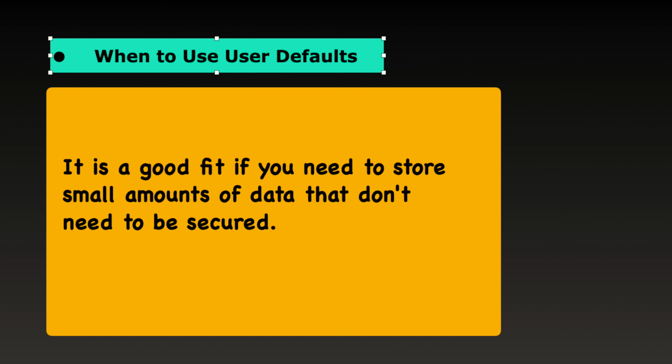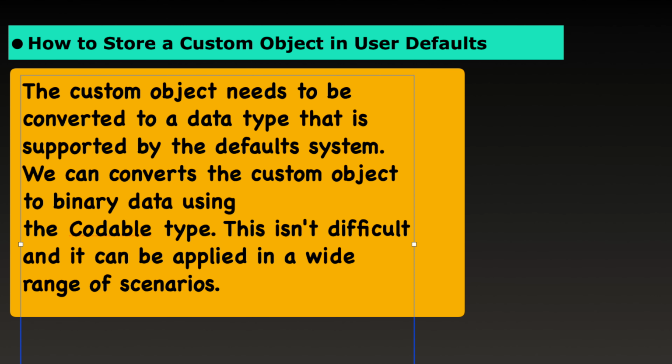The custom object needs to be converted to a data type that is supported by the default system. The data types supported by the system, as we already discussed, are string, number, date, data object, array and dictionary. So we need to convert our custom object to any of these data types. Most of the time we convert the custom object to a data object, NSData. For changing the custom object to a data object, we use a codable type.